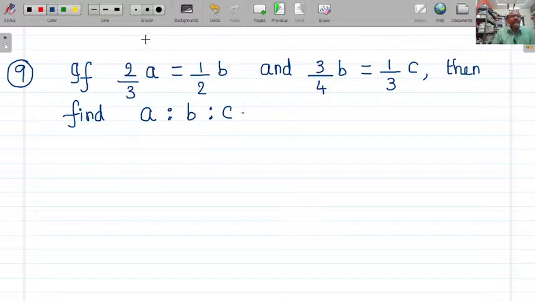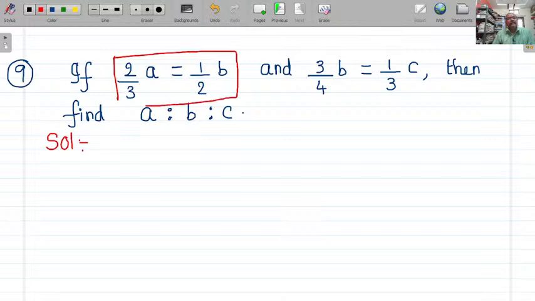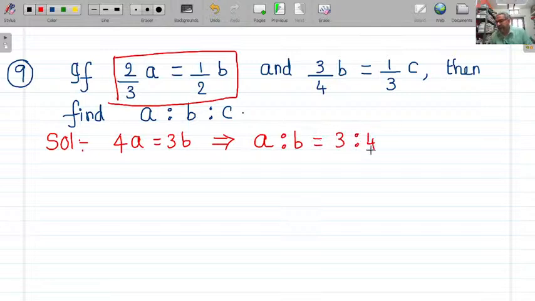So here, very interesting now. So 2 by 3 A, 1 by 2 B, first cross multiply. See, my dear students, this can be rewritten as 2 into 4. So 4A equals 3 into 1, 3B. So that means we can write A by B is equal to 3 by 4. Directly we can write A is to B is equal to 3 is to 4. I hope it's very clear to you.